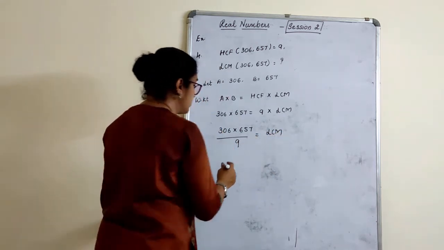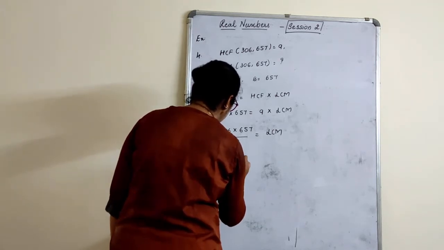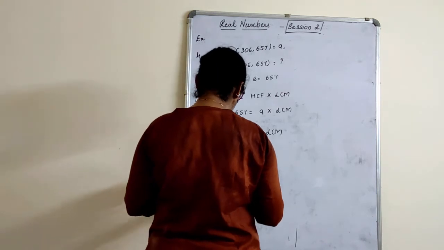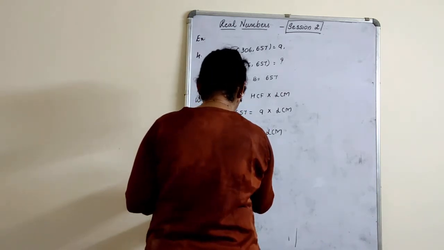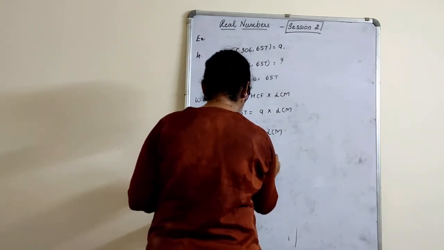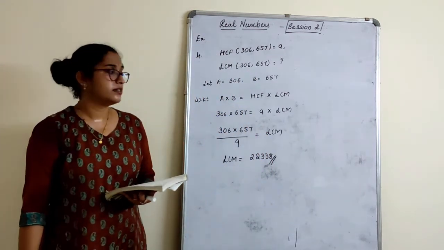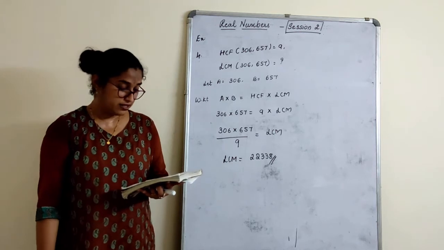Start dividing this. What will you get? From 9 when you divide it, you will get quite a big number, children, again here. You will get answer as 22338. Still simple, but you have to divide and find this. This is how we find.